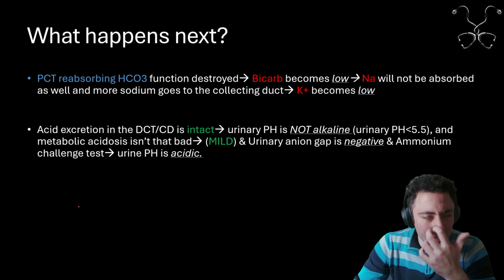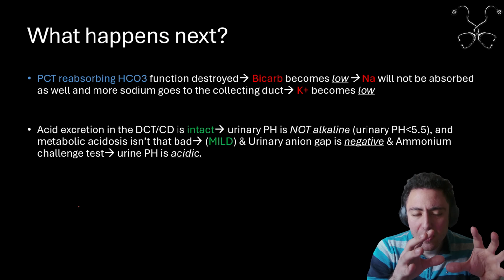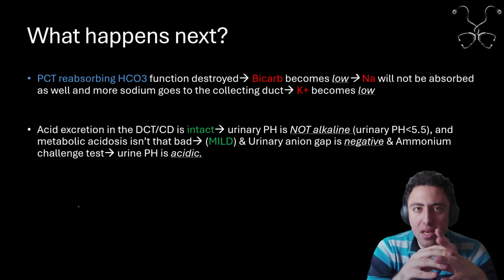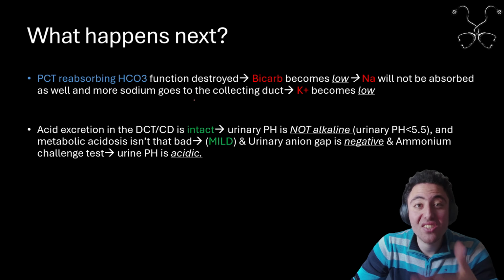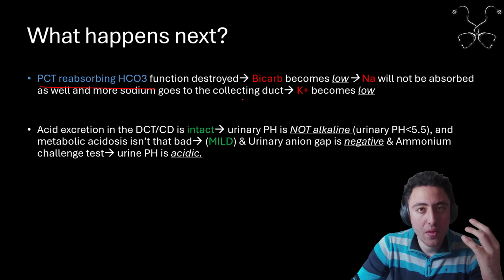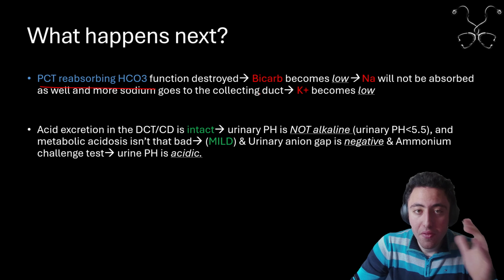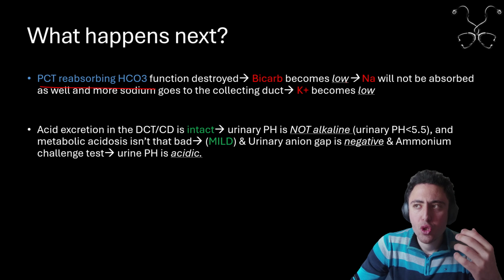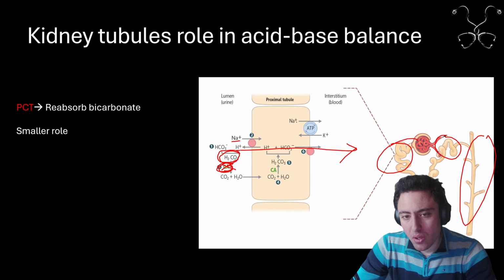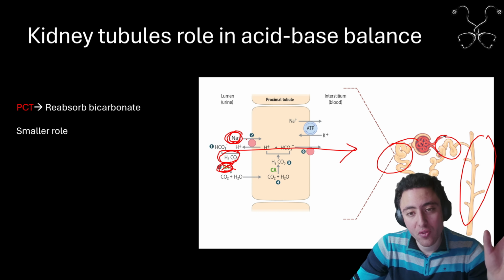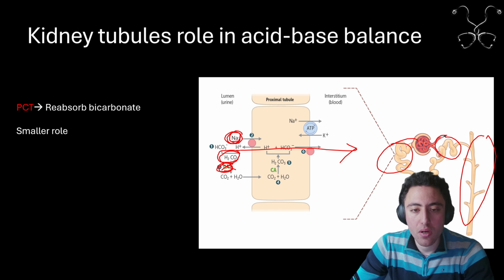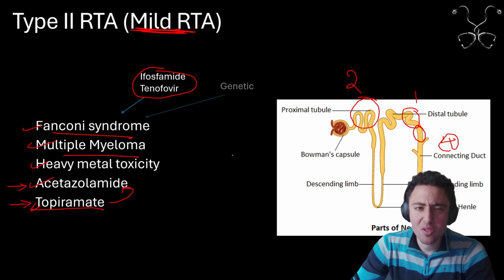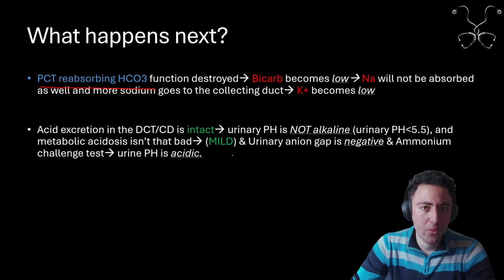Okay, so what happens next? So what happens in type 2 RTA is that the PCT reabsorbing HCO3 function is destroyed. So you don't have the function of reabsorption of HCO3 there anymore. So what happens? The bicarbonate is lost in the urine, right? So it becomes low. So if we go back, if you guys remember here, sodium is tightly controlled with bicarbonate. In order to reabsorb bicarbonate, you have to reabsorb sodium too. So if the function of reabsorbing bicarbonate is screwed up, you're going to lose sodium too. And when you lose sodium, that is basically a diuretic effect, as if you're taking a diuretic, right?